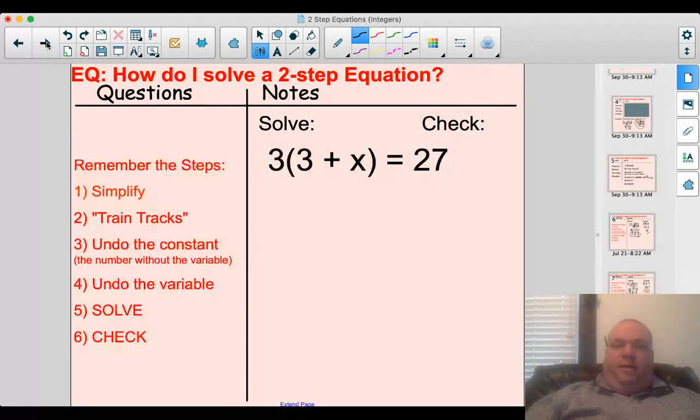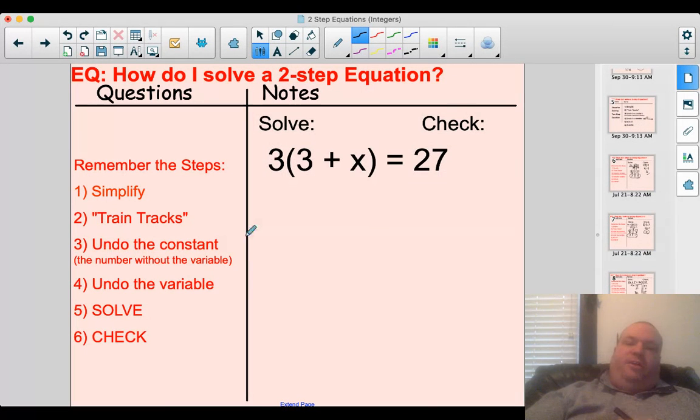All right, last one we're going to do. 3 times 3 plus x equals 27. So again, I have some simplifying to do. Here, the simplifying I have to do is by distributing. So I have parentheses. I'm going to get rid of them. 3 times 3 is 9. 3 times x is 3x.